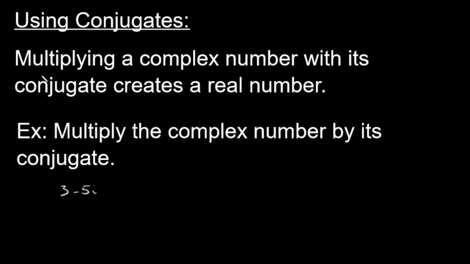I would also not write this down. I would write this example down. I would write, multiply the complex number by its conjugate. So here's the complex number.